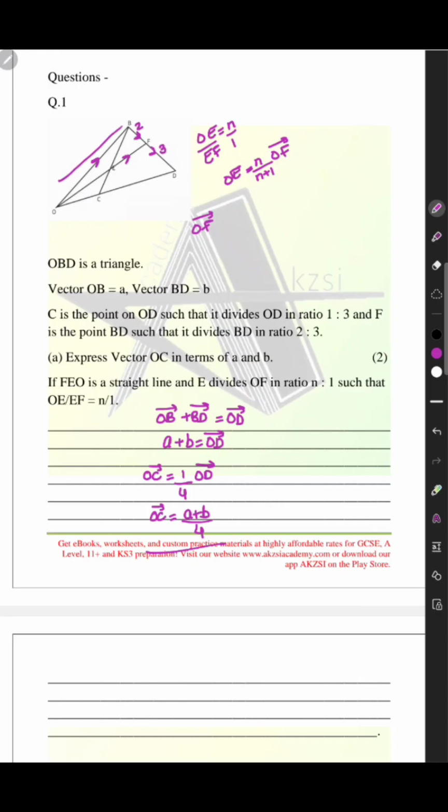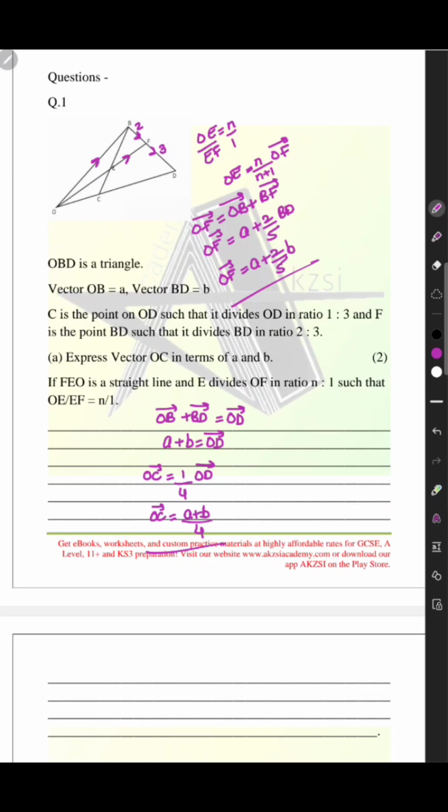So OF is equal to, those two that are following each other will be added up. So O to B plus B to F. So O to F is equal to, O to B is already given as A, and B to F is 2 by 5th of BD, and BD is already given as B. So O to F will be A plus 2 by 5th of B.